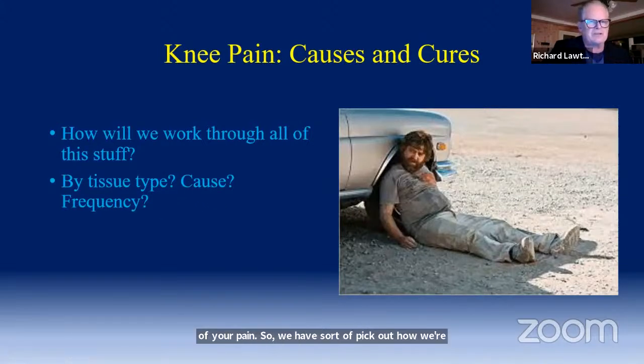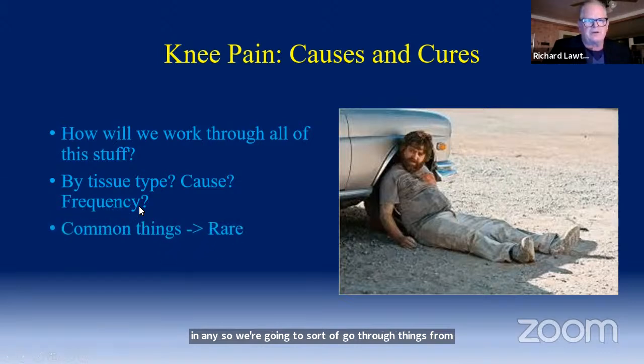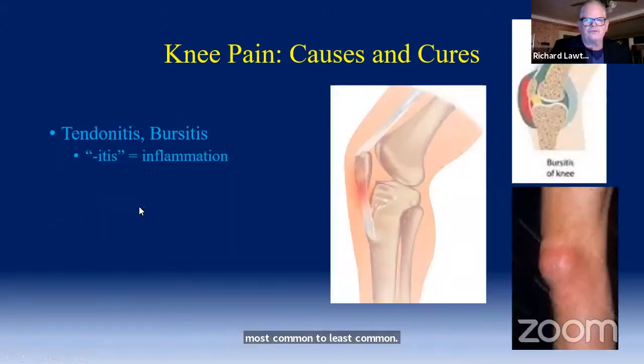So we have to pick out how we're going to get through this. And I think the best path for us tonight is just to sort through these things by the frequency with which they're observed in the knee. So we're going to go through things from most common to least common as we get through the talk. So we'll start there with a discussion of tendonitis and bursitis.